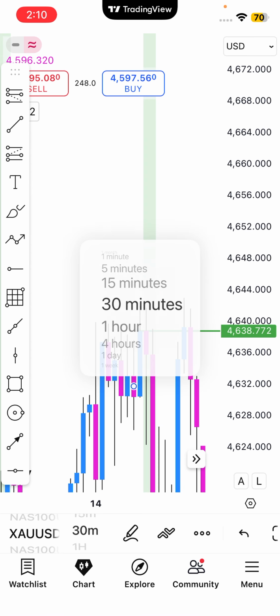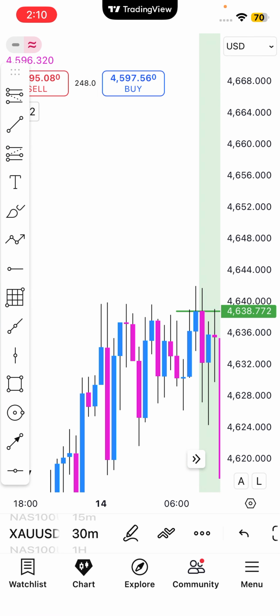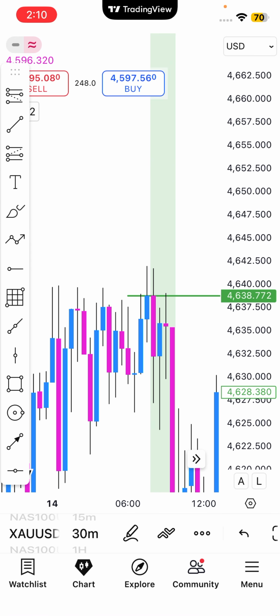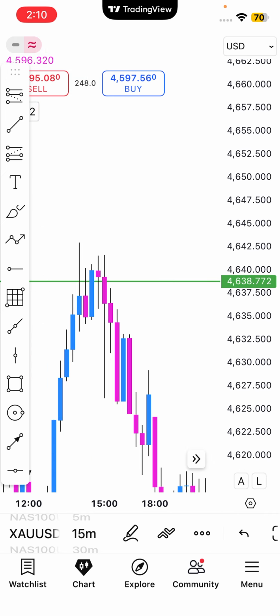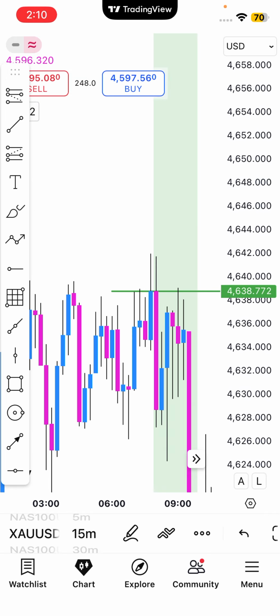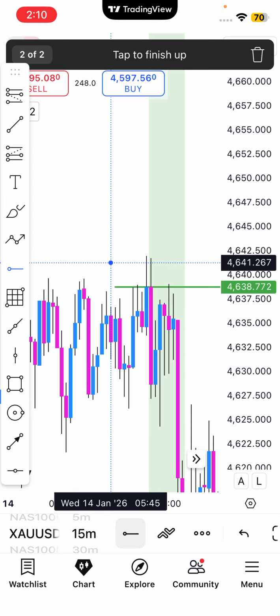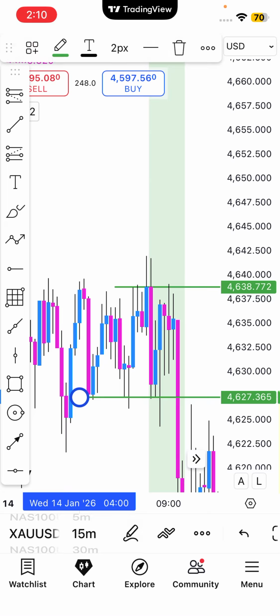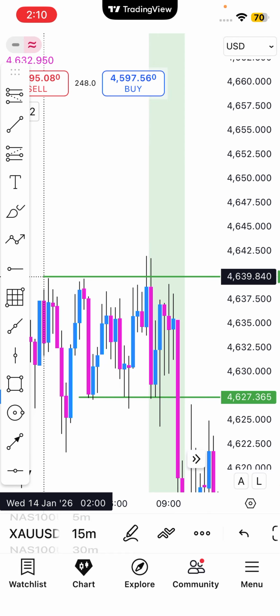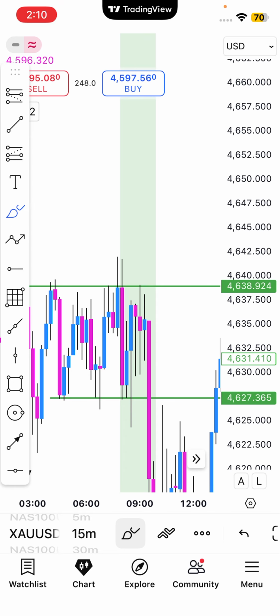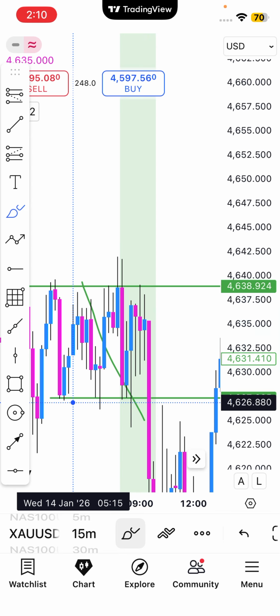I don't think there was a setup this day. I think I skipped it, but let me just see. Yeah, this day was skipped. There was no setup. I didn't see any setup. Price was just pretty much in this range until it decided to break out of it. So for me, there was no setup. So this was a no good day.